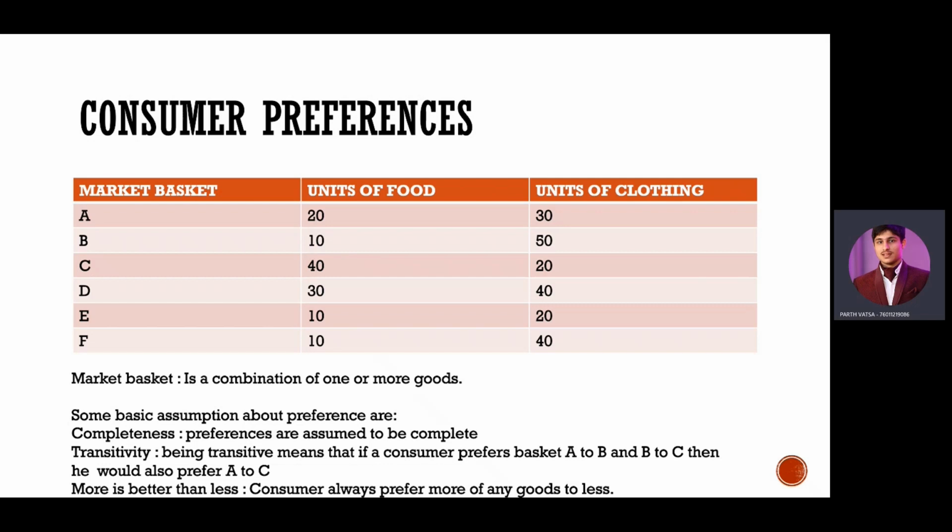The third and the last assumption for preferences is that more is always better than less. Consumers always prefer having more of any good than having less of it. By this I mean that every consumer tries to purchase each unit of a good at a low per unit cost at every time.